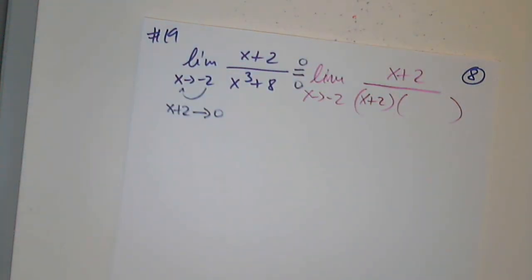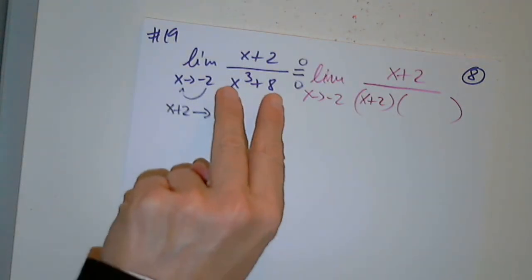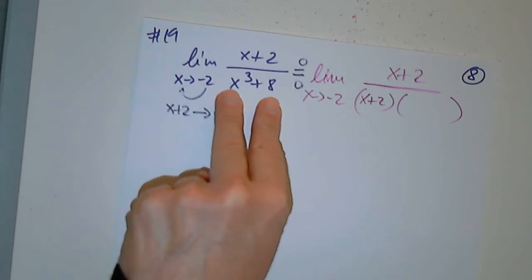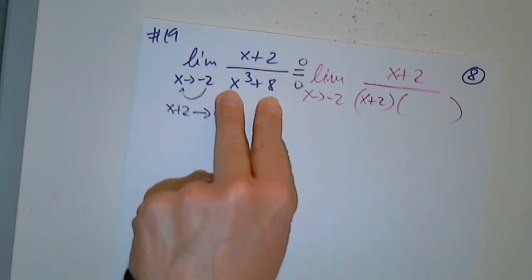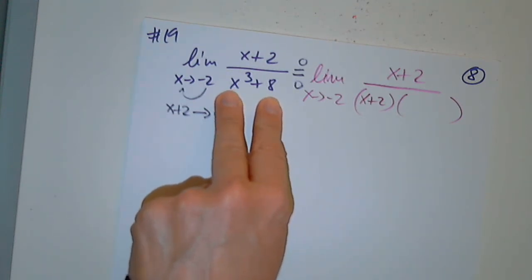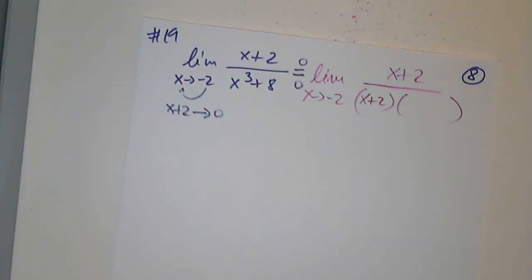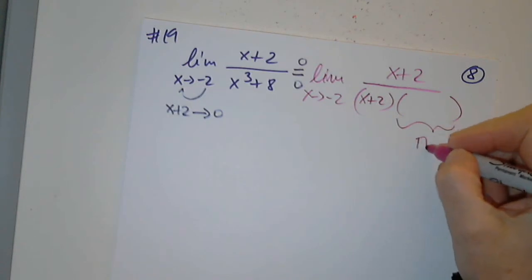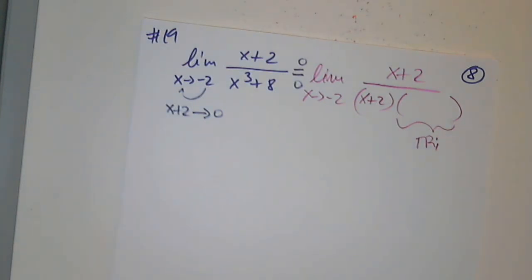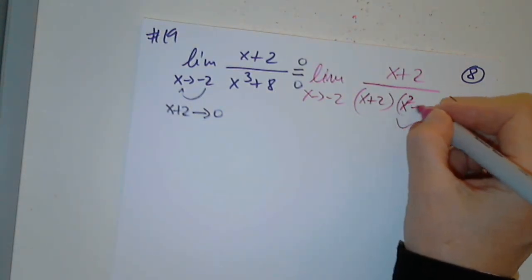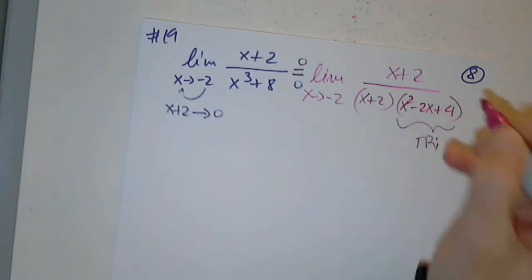So this is a sum of two what? Sum of two cubes. Good. So x plus 2, and this is the trinomial. What is the trinomial here? So x squared minus 4x plus 1. Careful. Minus 2x plus 4.